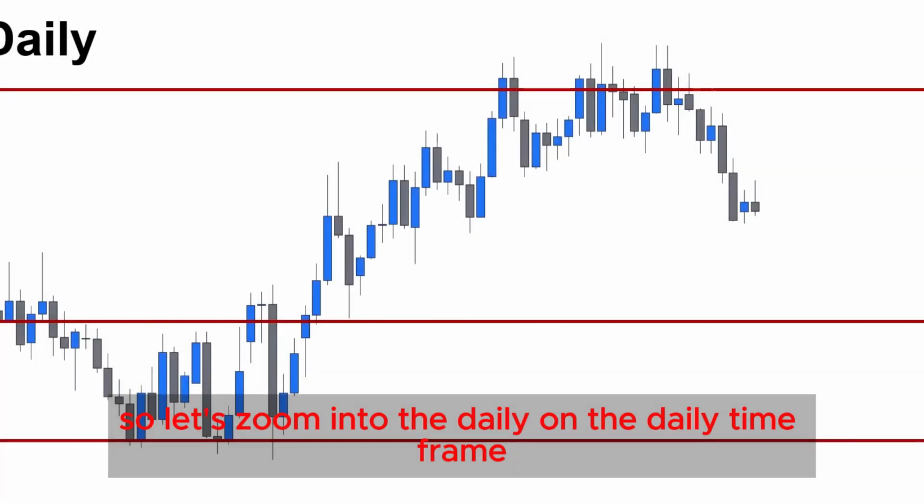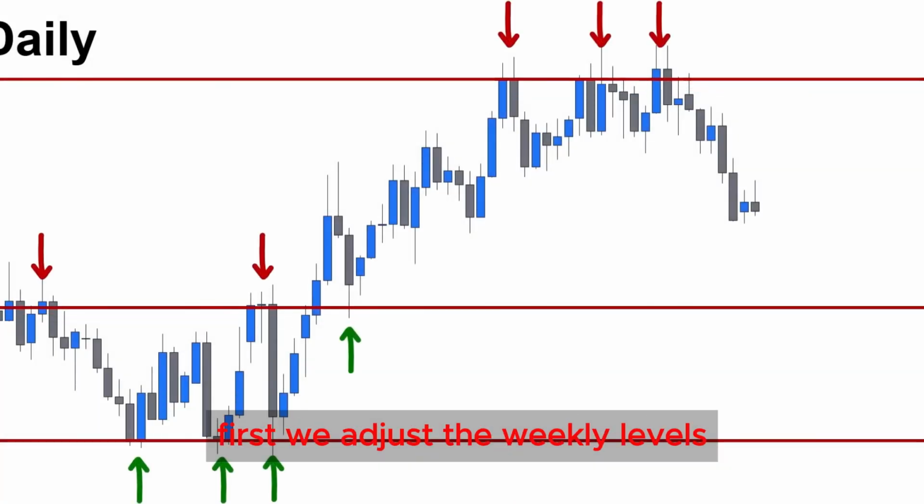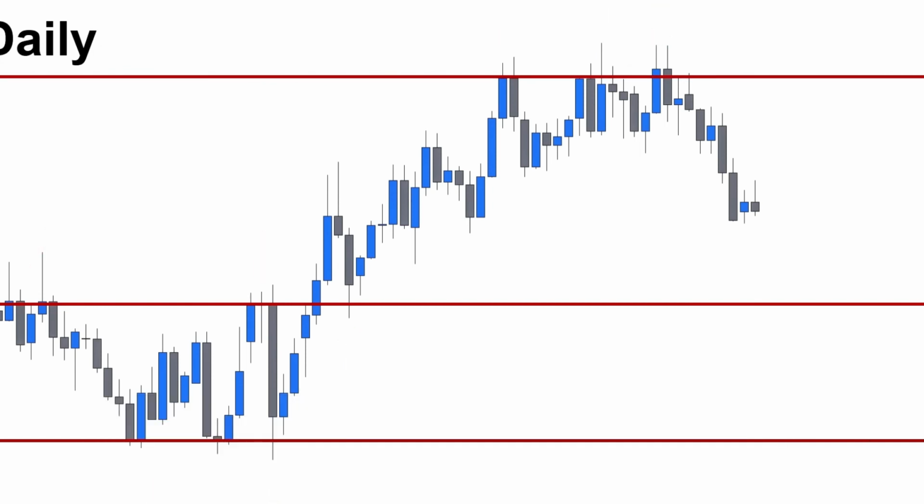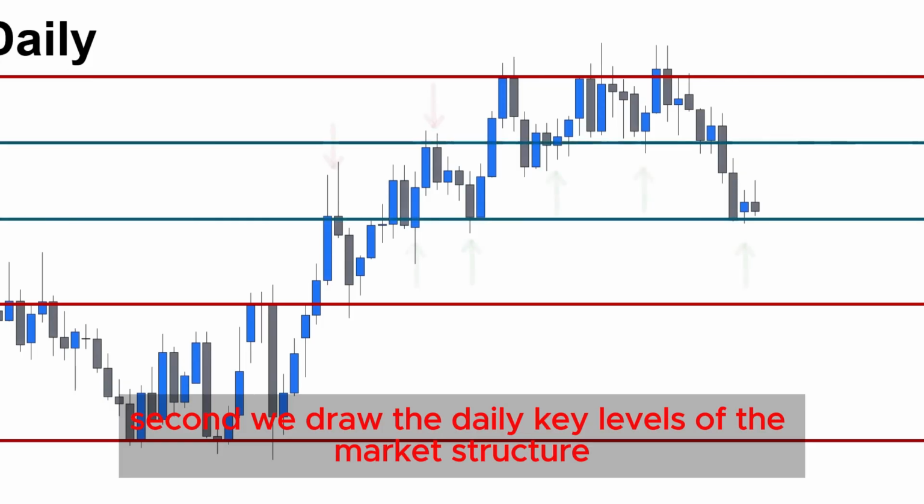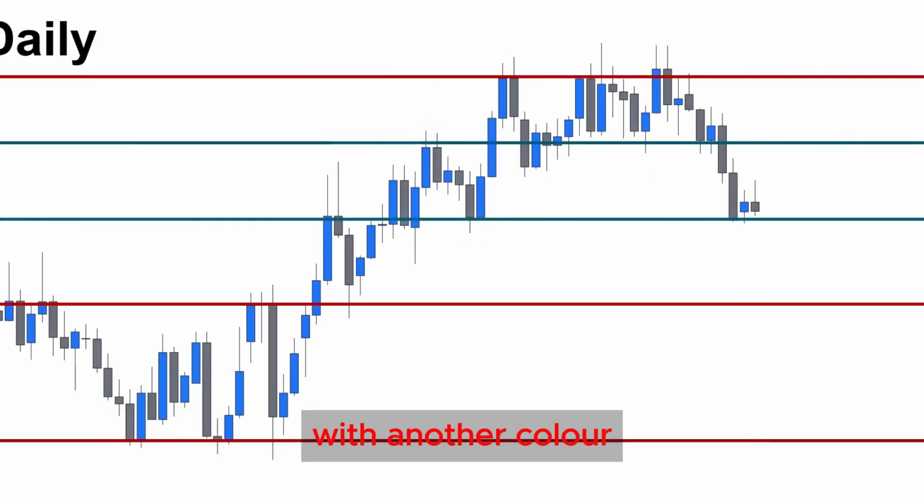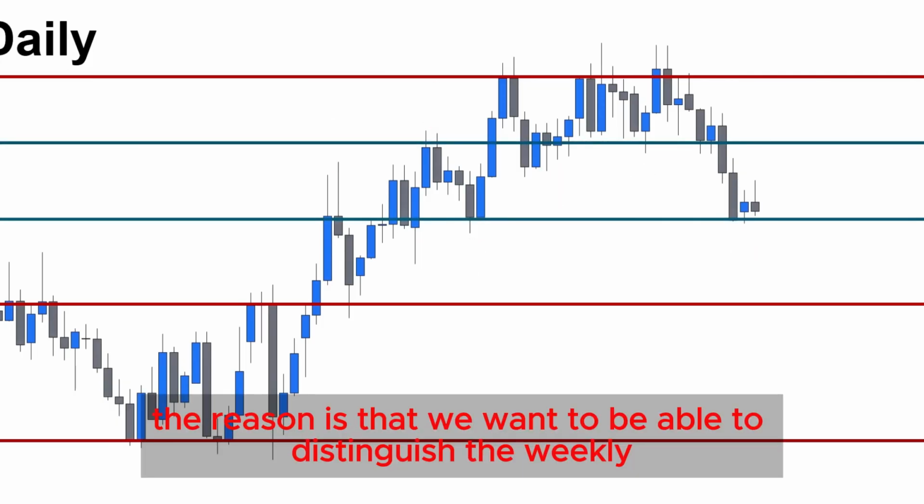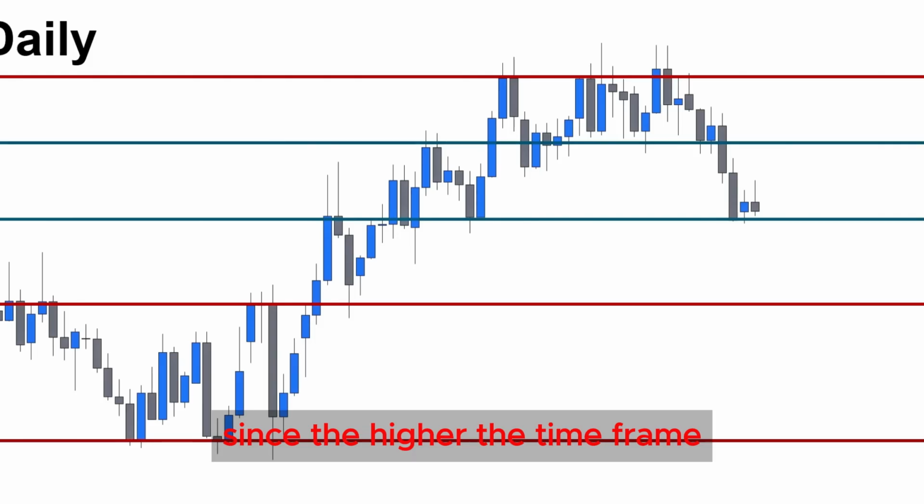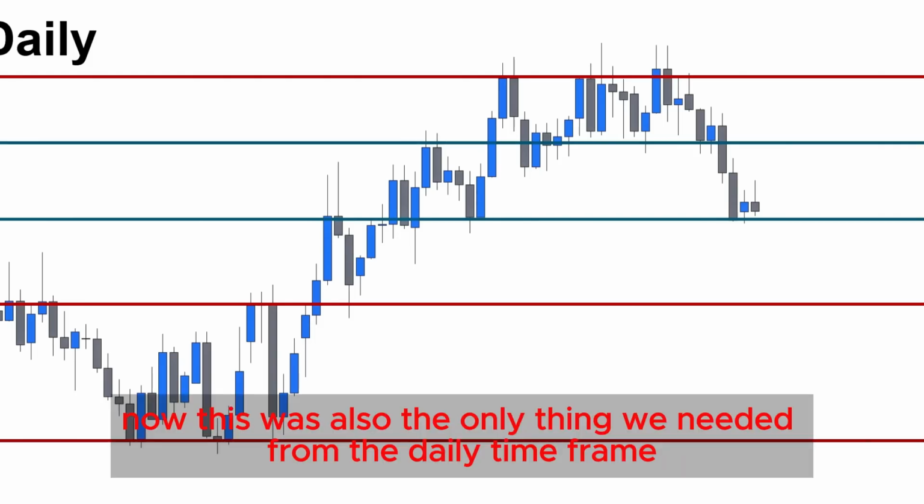On the daily time frame first, we adjust the weekly levels to get the greatest number of touches from the daily perspective. Second, we draw the daily key levels of the market structure with another color. The reason is that we want to be able to distinguish the weekly and daily levels when we zoom into the lower time frame, since the higher the time frame, the greater the importance of a level. Now this was also the only thing we needed from the daily time frame.